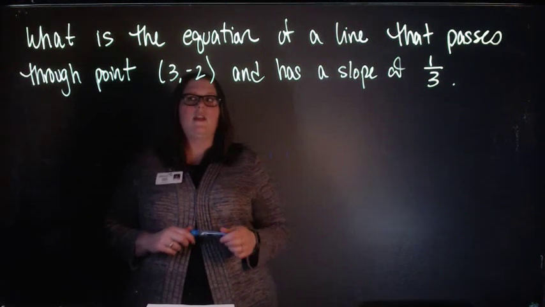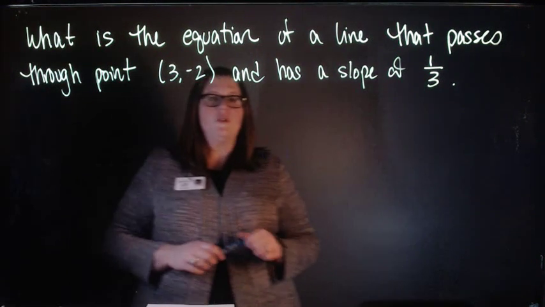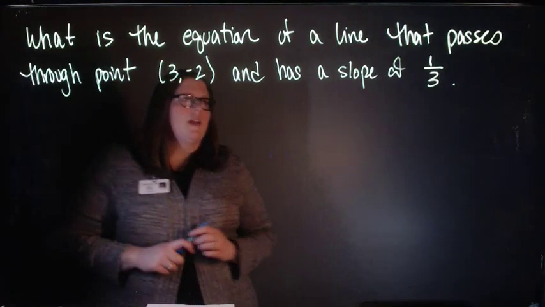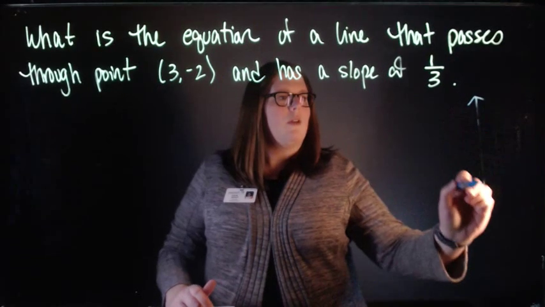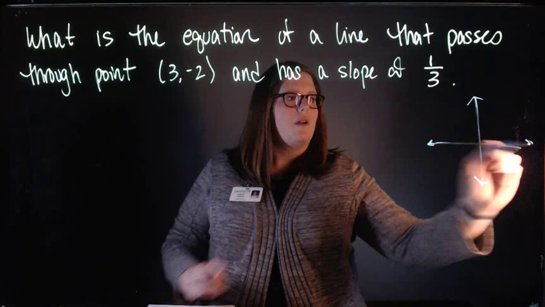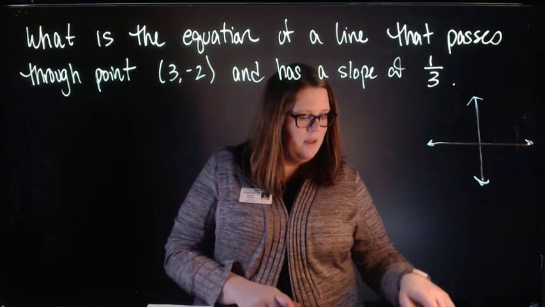What is the equation of a line that passes through point (3, -2) and has a slope of 1/3? So we can kind of look at this visually. We have a coordinate plane over here. Grab a new marker. There's our coordinate plane.